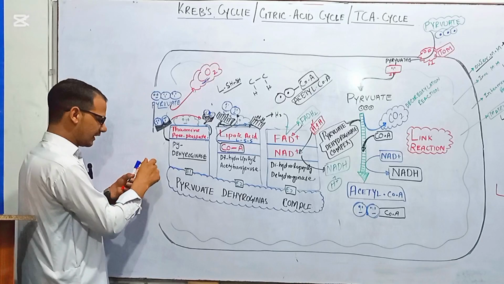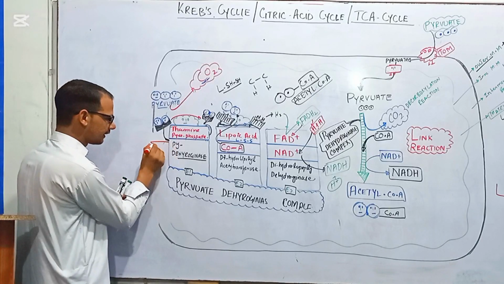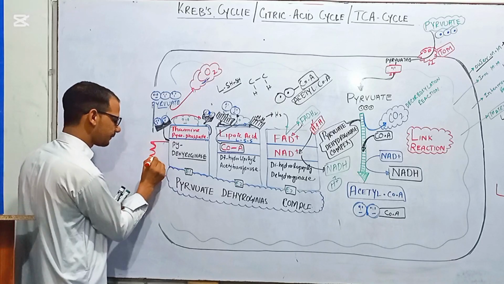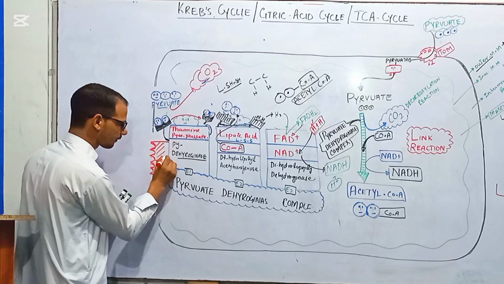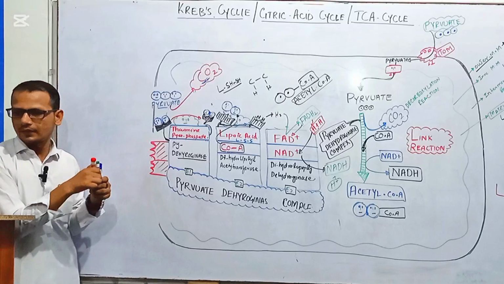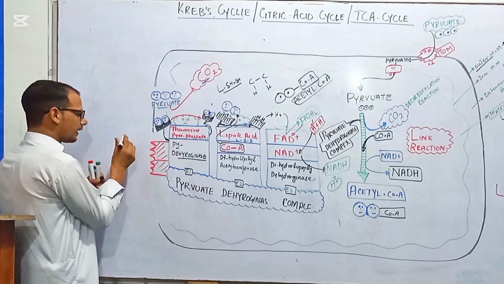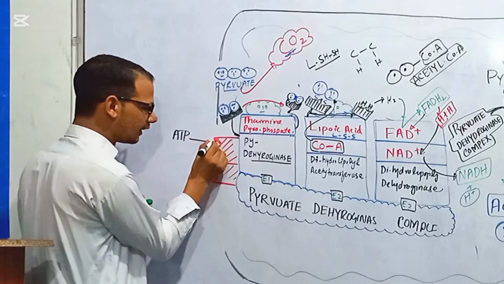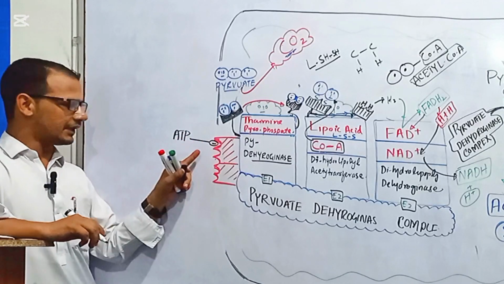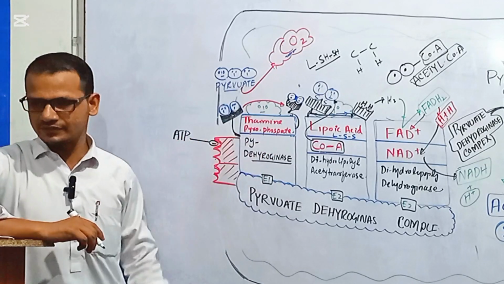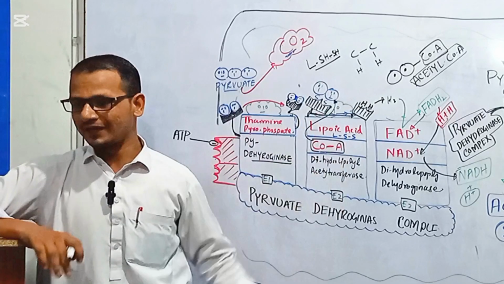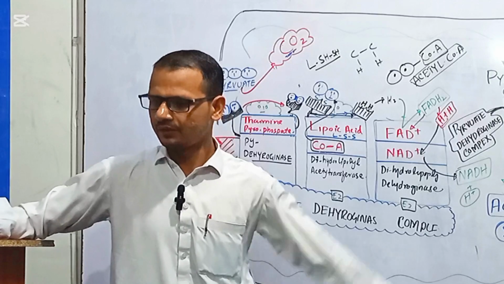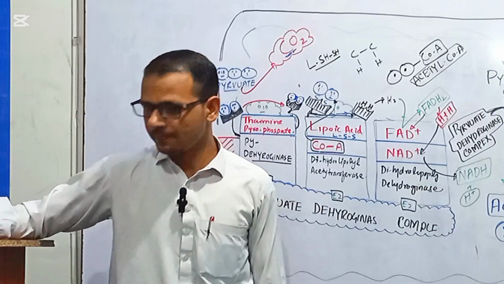For example, these are the regulatory sites of this enzyme, right? First, ATP will negatively regulate. When ATP in the cell increases, it will inhibit this enzyme and will inhibit this whole pathway, right? Because the cell now has enough ATP and there is no need of further Krebs cycles, right?